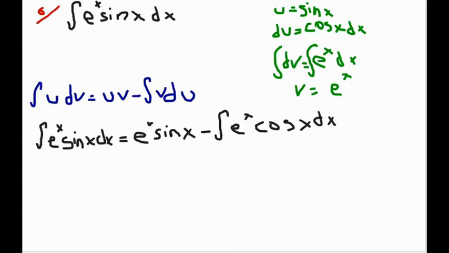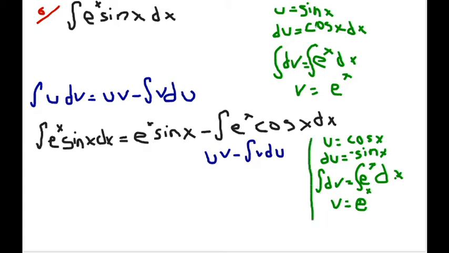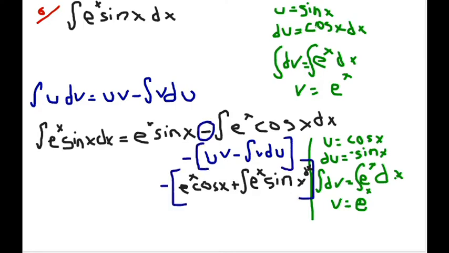Now in order to integrate the second part, we have to reuse the integration by parts formula, using u equals cosine of x and dv equals e to the x dx. Now we have du equals negative sine of x dx, and v equals e to the x. Plugging this into the formula, we get e to the x cosine of x plus integral of e to the x sine of x dx. Since there's a minus sign, we subtract this whole piece.